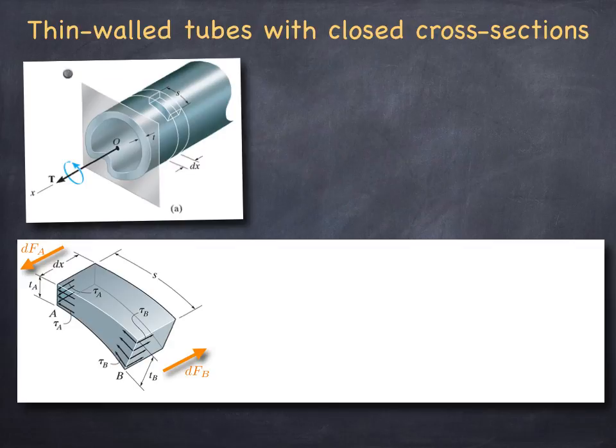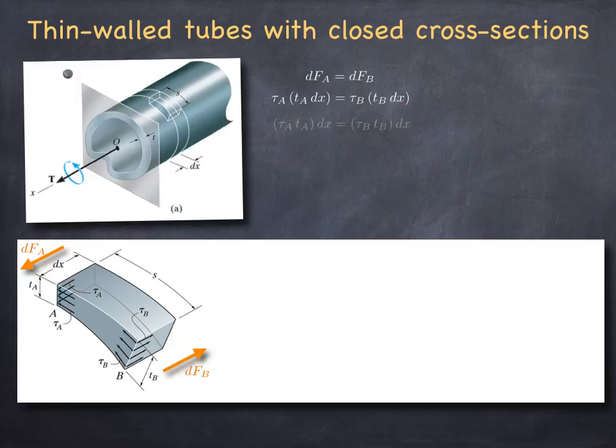I'm calling it infinitesimal dFA and dFB because they're acting along an infinitesimal length dx. And those resultants are easy to determine. First and foremost, they are equal to each other from the balance of forces along the x direction, and then there are no other force resultants acting on the surfaces of this little object because this is a pure torque problem. So dFA is equal to dFB, and their magnitudes are simply computed by tau A times TA dx and tau B times TB dx respectively.